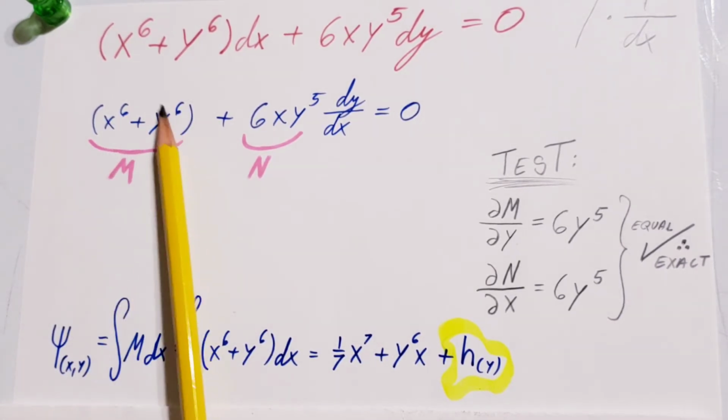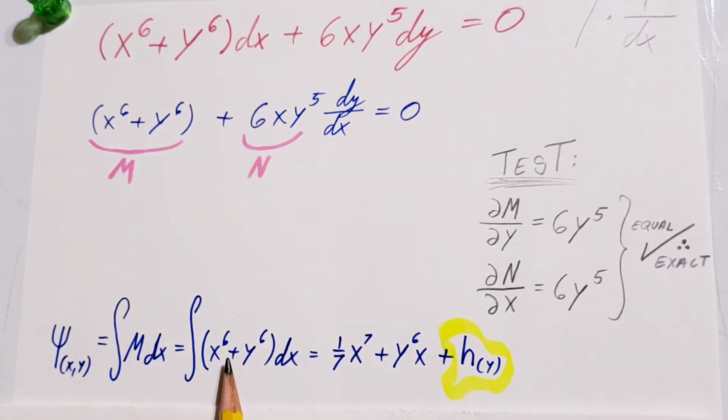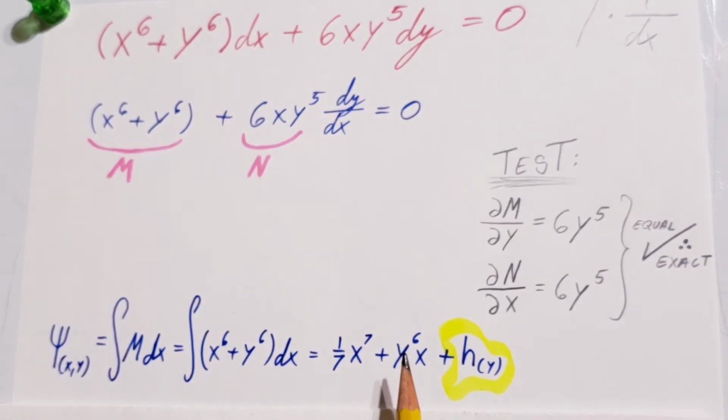Okay, let's continue the problem by taking an integral of the M part with respect to x. We're going to plug this into our integral, then solve it, and we get 1 over 7 x to the power of 7 plus y to the power of 6 times x plus h in terms of y. Now, since we took an integral of this with respect to x only, we're going to have a function left over which is in terms of y.